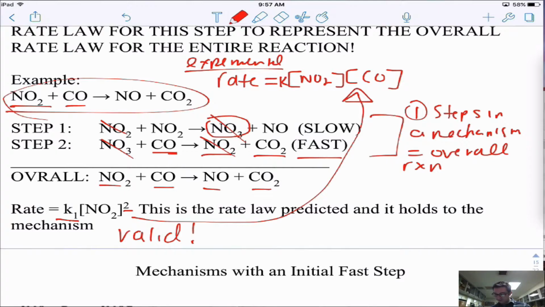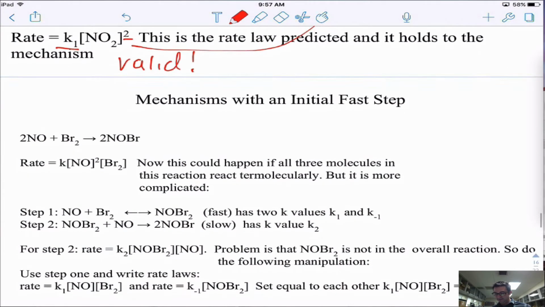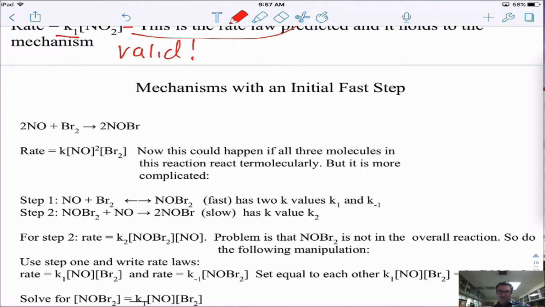Now this is easy because the slow step was first, but sometimes the problems are a little bit more difficult because the slow step is second. And that's what I'm going to show you right here. So here's a reaction between 2NO and Br2, it forms 2NOBr. This is my experimental rate law.